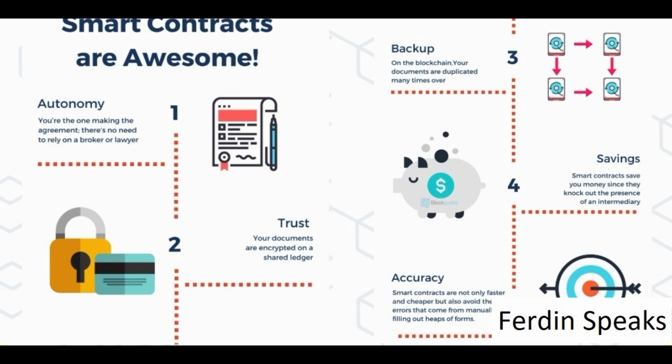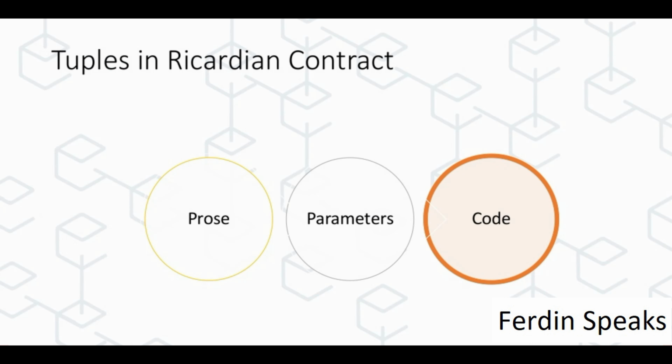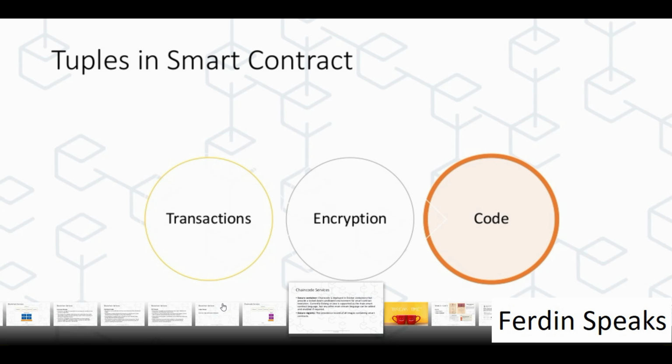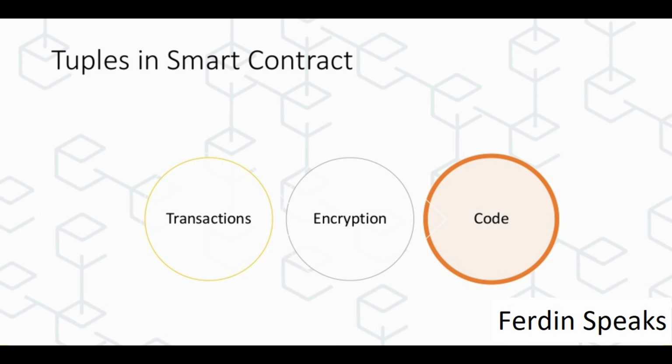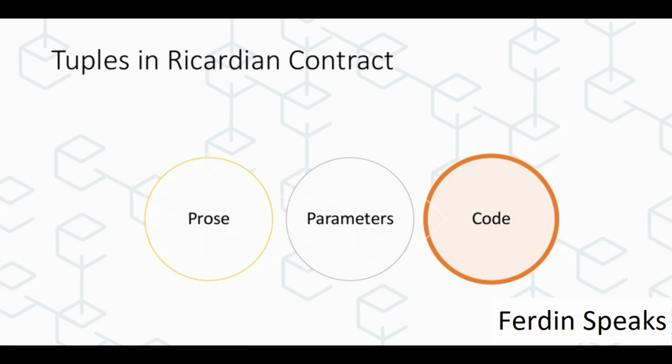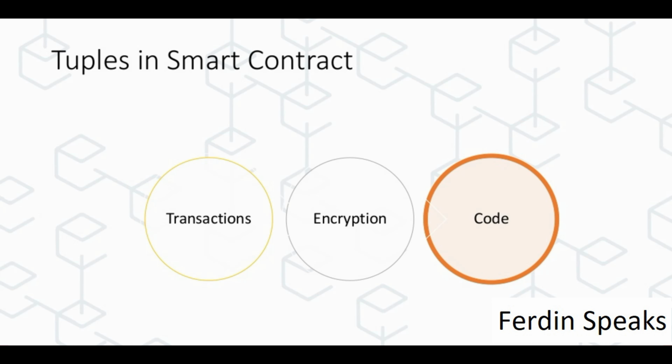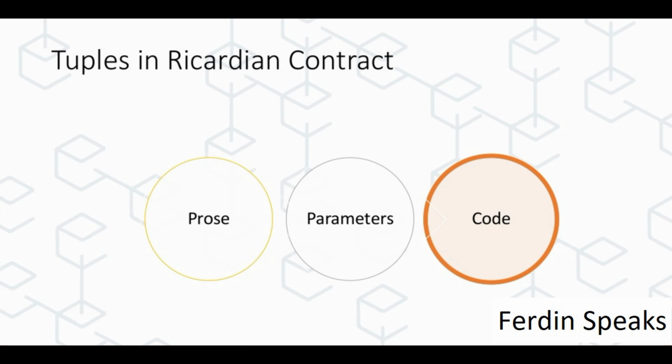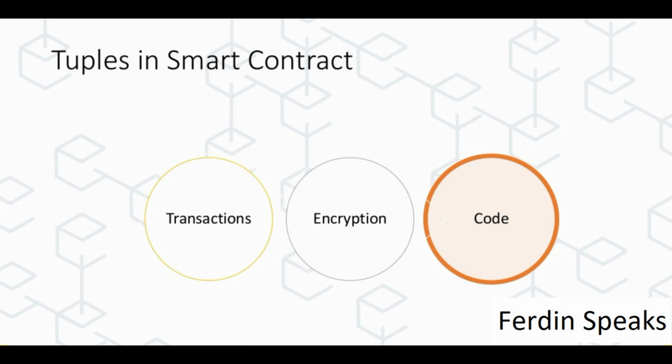It is much easier than these kind of things. And the differences in terms of Ricardian contract and smart contract: we have prose, parameters and code in the case of a Ricardian contract. But when you take smart contracts, instead of prose we have the transaction, and instead of parameters we have encryption, and then the same code as in a Ricardian contract.